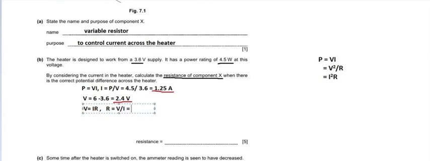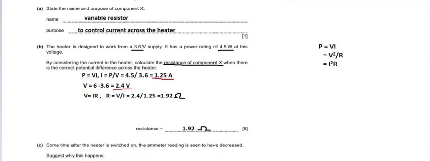So what is the value of the potential difference we just found? That is 2.4. And what is the value of the current? That is 1.25. So if you calculate this, it is 2.4 divided by 1.25, and it comes out to be 1.92 ohm. So this should be the resistance of the variable resistor. I can write this down again over here: 1.92 ohm. So I hope you understood this numerical.